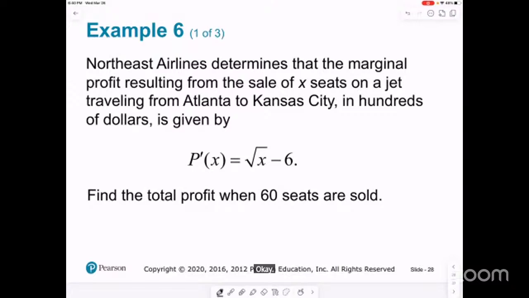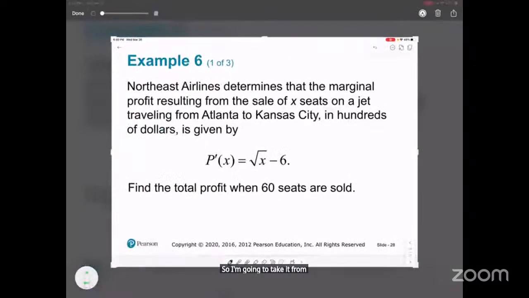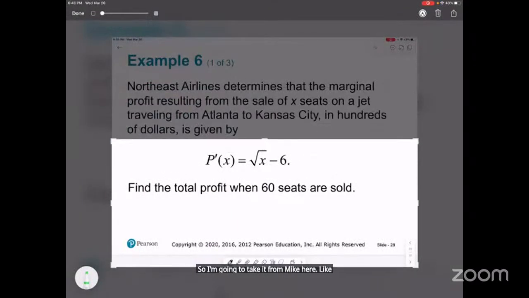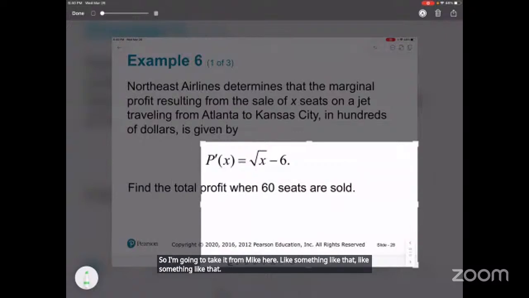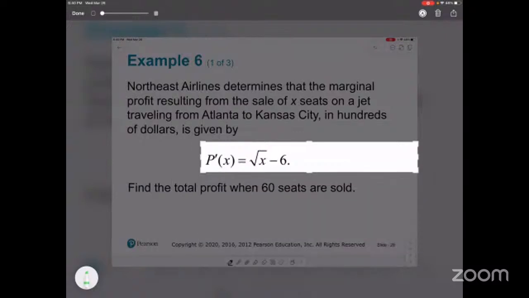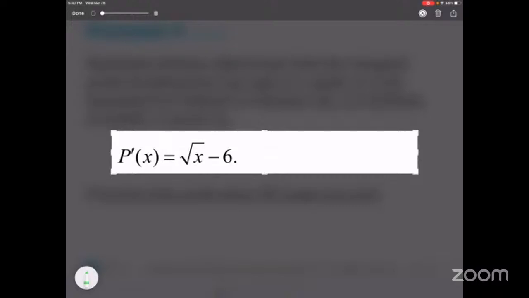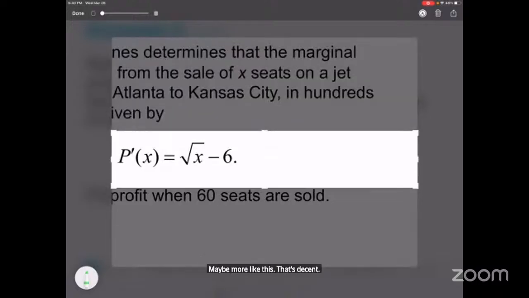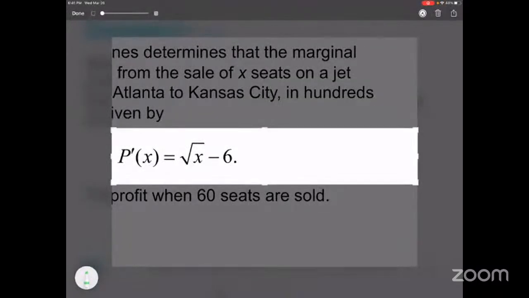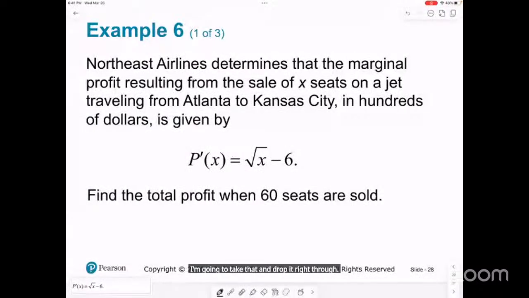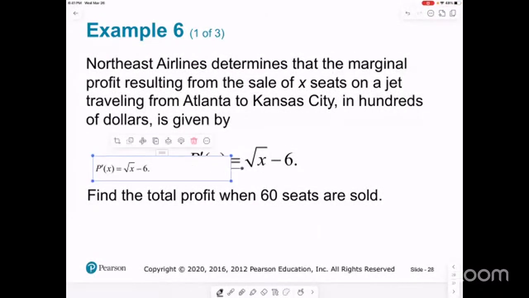Okay, I'm going to do something here. I am going to move this around just a smidge. So I'm going to take it from like here, like so, like that. Maybe more like this. That's decent. And I'm going to take that and drop it right. Sure. First, let me match up the size.